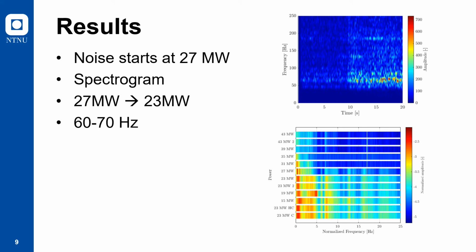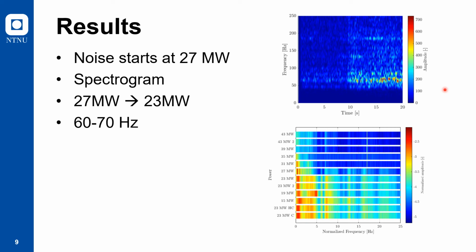A spectrogram was done of the audio recording in MATLAB, and the result is shown in the top figure. It shows that there already is some noise, with an abrupt change at the 10-second mark. The dominating frequency seems to be in the area of 60 to 70 Hz. 60 to 70 Hz is about 20 to 24 in normalized values.